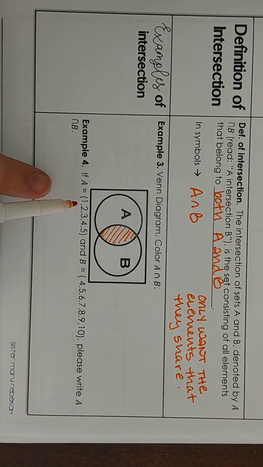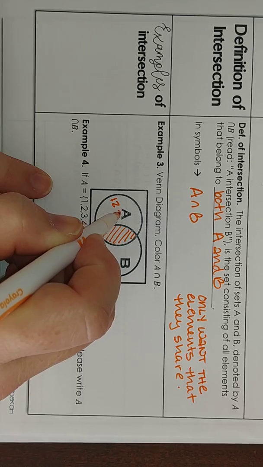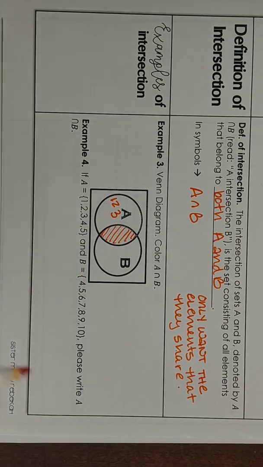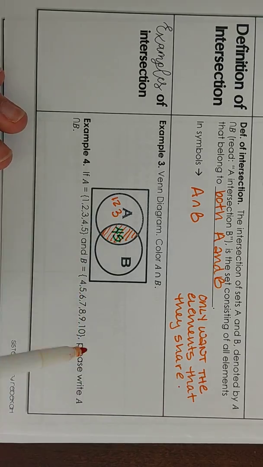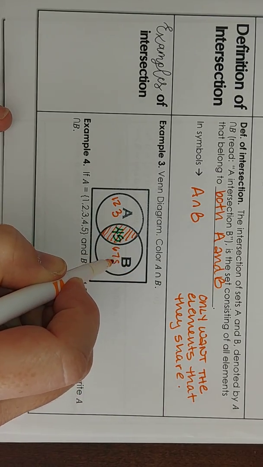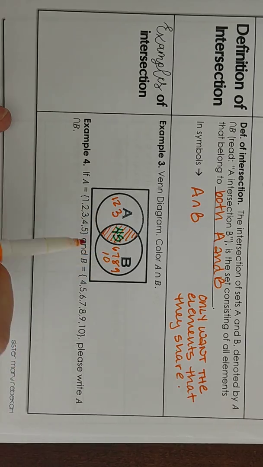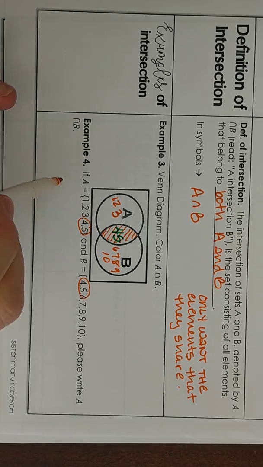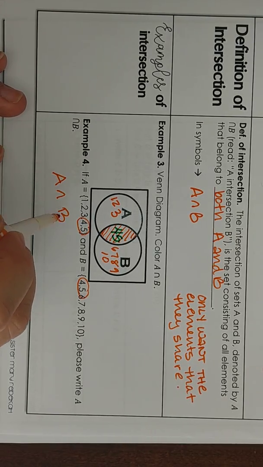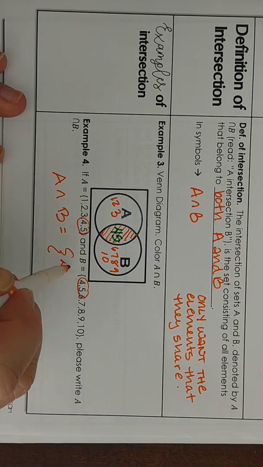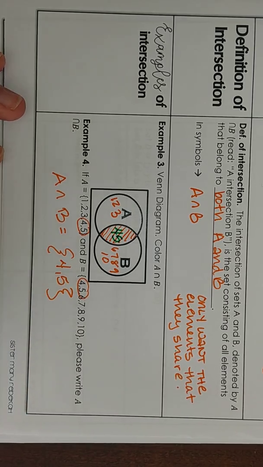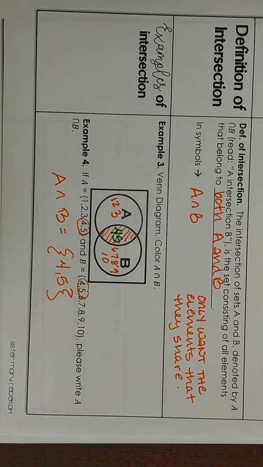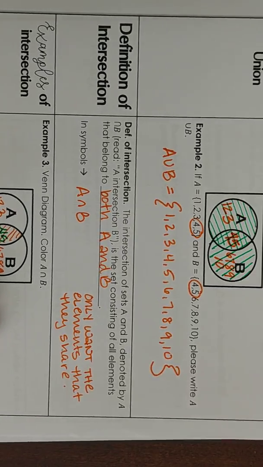So again, if we have the elements 1, 2, 3, 4, 5 and 6, 7, 8, 9, 10 for A and B respectively, they share the elements 4 and 5. And so A intersect B is equal to the set 4, 5. Next time we will talk about disjoint sets, and we will also be practicing with performing operations on sets.